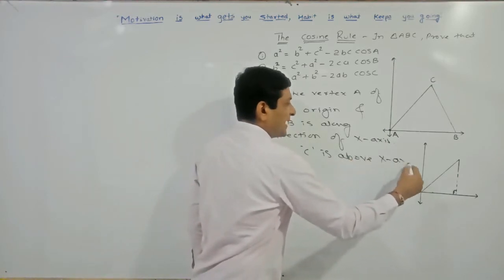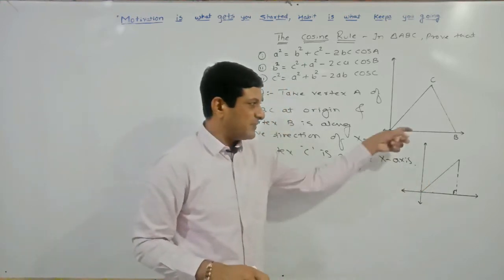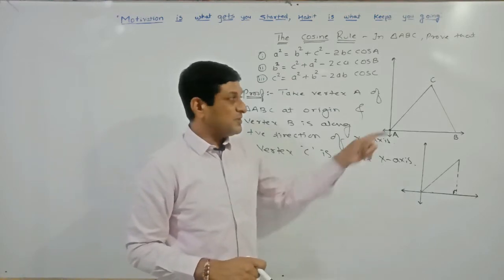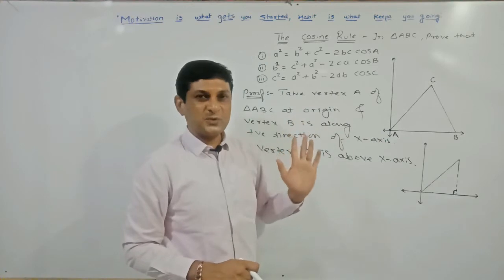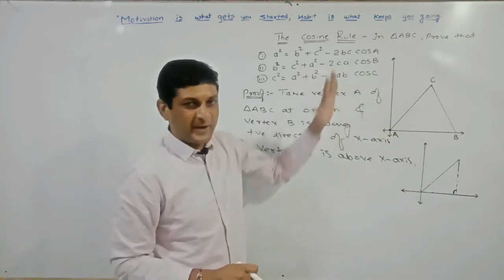So I hope the idea about why the vertex is above the x-axis is clear to you, because the measure of this angle is in between 0 to 180. If it is acute, it means vertex C lies in the first quadrant. If it is obtuse, it will lie in the second quadrant. Means definitely it will be above the x-axis.